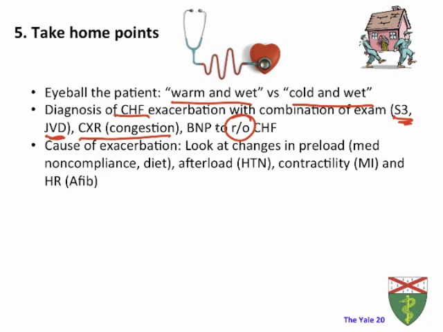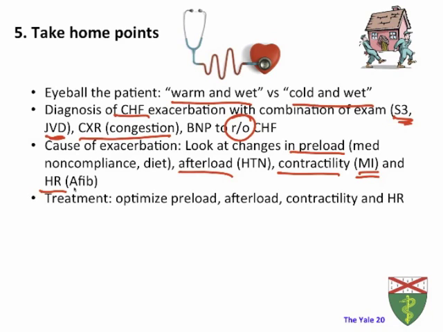Make sure you look at all the different potential causes, because they are all, or at least most of them, fixable. Look at preload. Is this patient medication non-compliant? Does he have diet issues? Afterload. Is there significant hypertension in this patient? Contractility. Don't miss an MI. That's embarrassing if you miss an MI in a patient with a CHF exacerbation. And heart rate. Make sure this patient is not in atrial fibrillation.